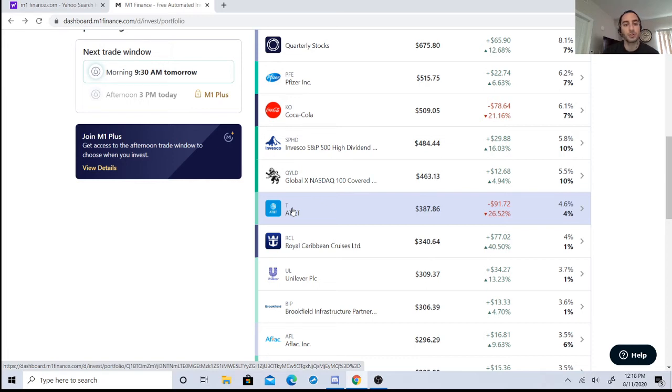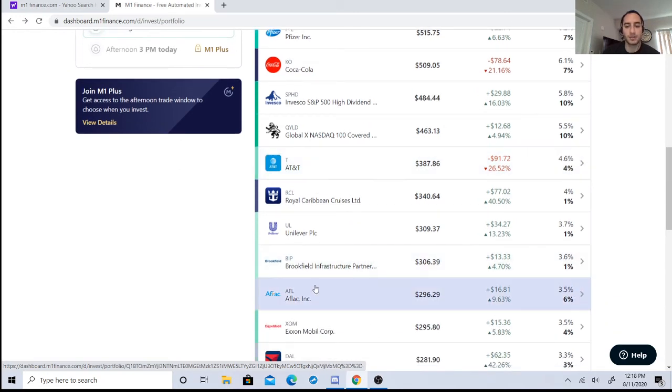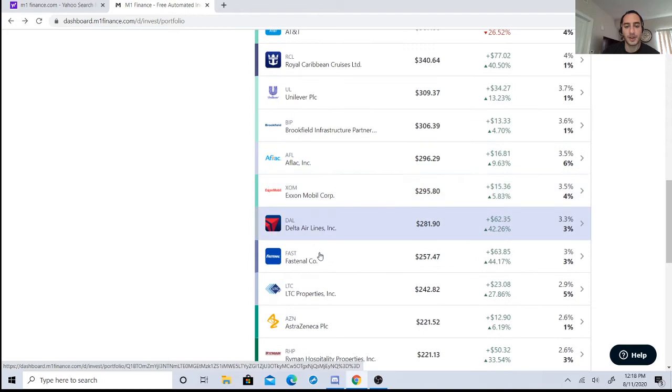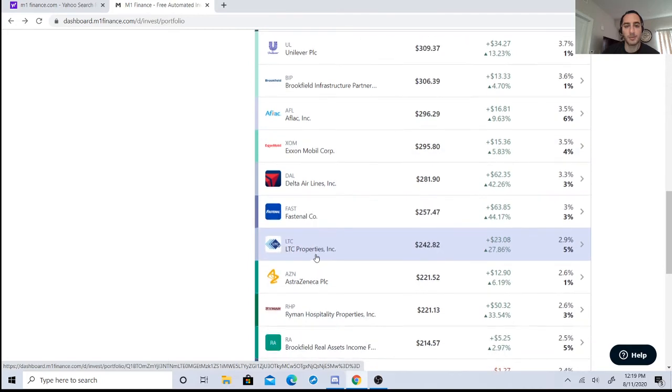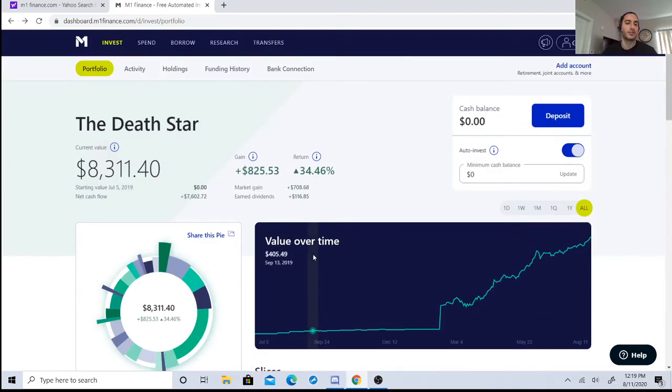I know AT&T is going through some issues, but these are pretty good stocks and are not going to really hurt you in the long run. Aflac is doing well for me. Fastenal is doing well for me. So I'm excited to hit that $10,000 mark.